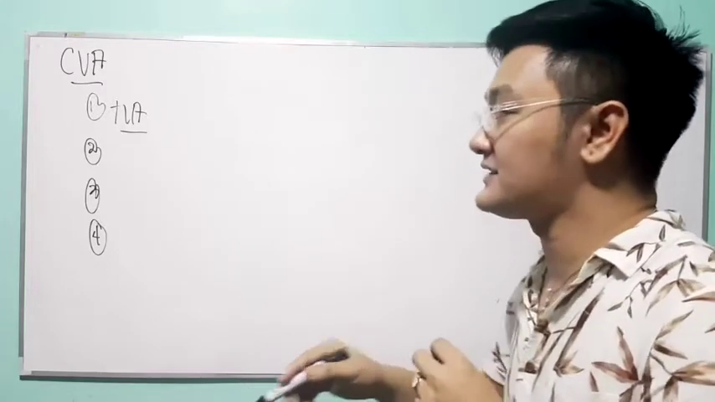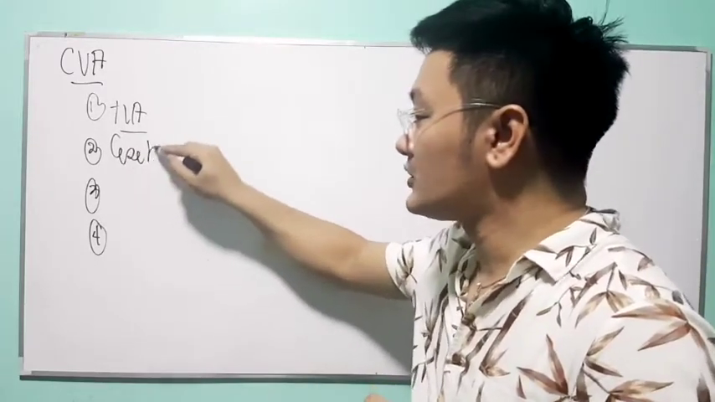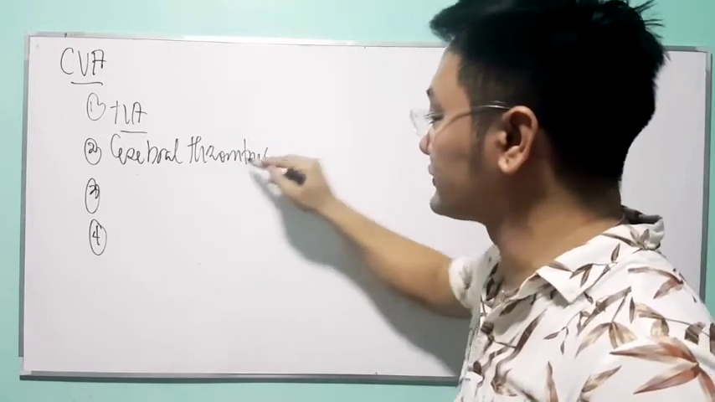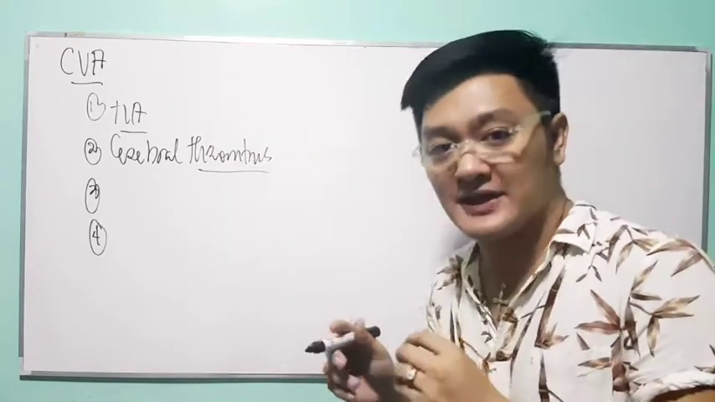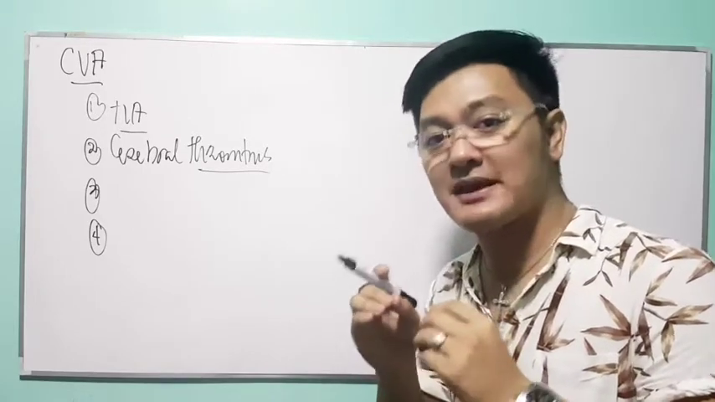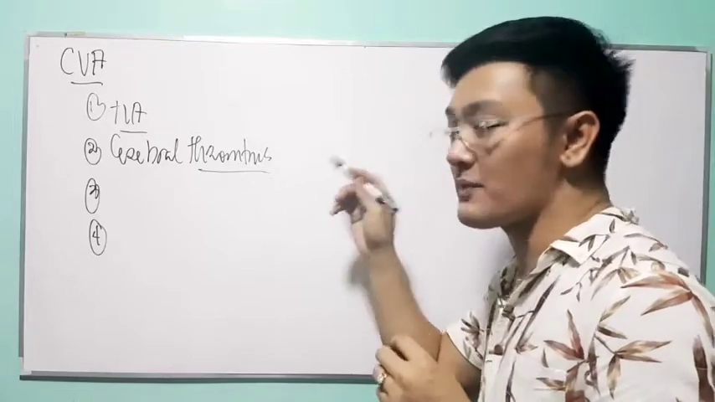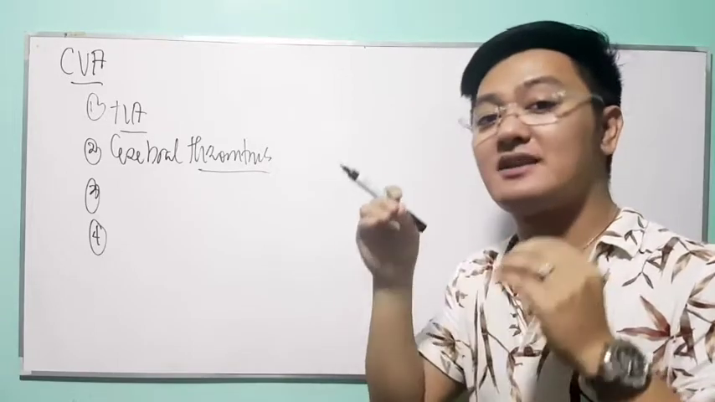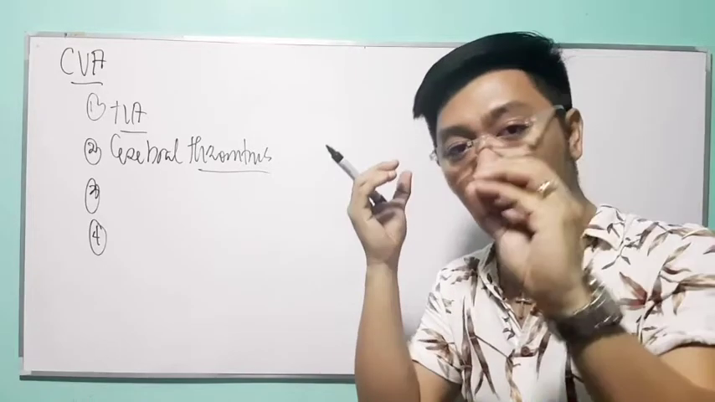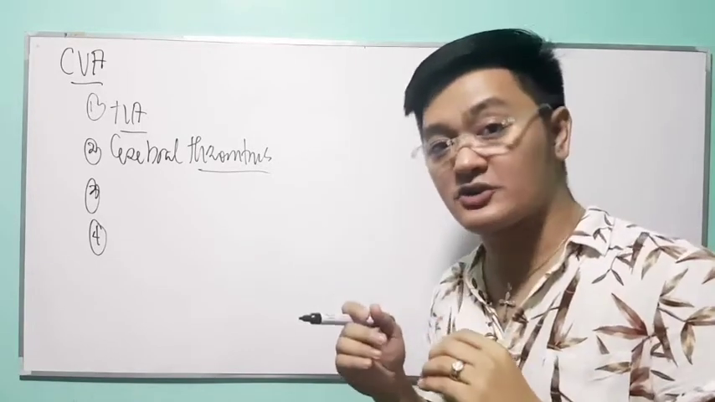The second type of CVA is what we call your cerebral thrombus. When you say cerebral thrombus, it means that a clot develops inside the brain. I just want to make it clear: the clot in cerebral thrombus is a clot that develops and grows inside the brain. And when that grows, chances are it obstructs the normal circulation.